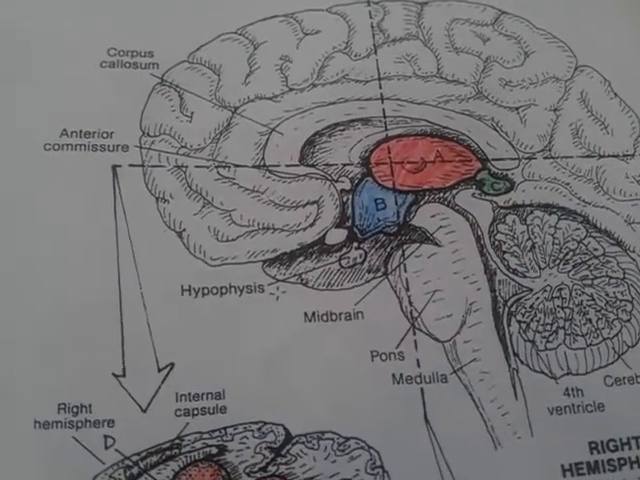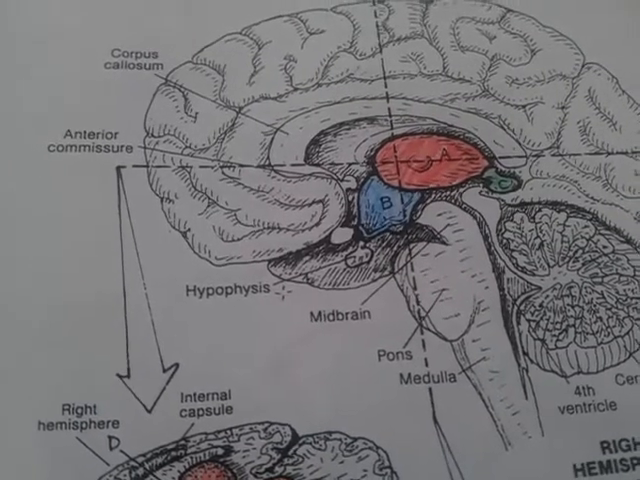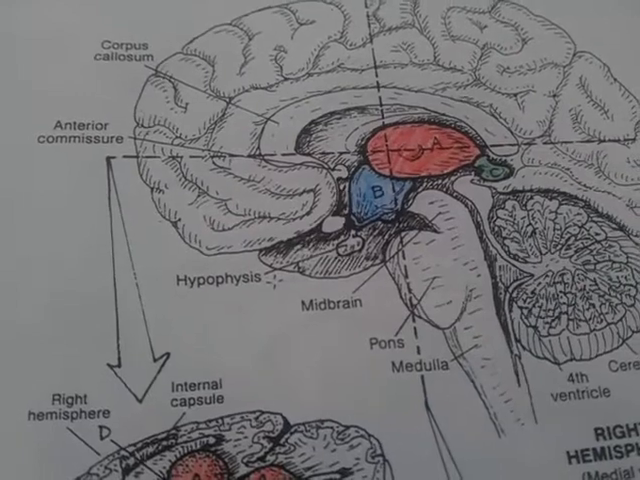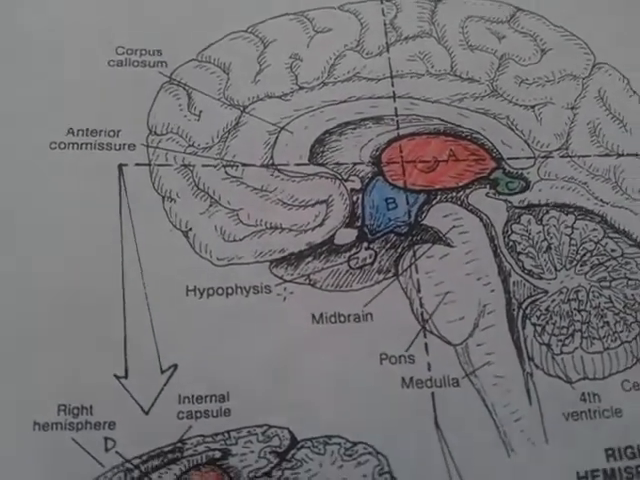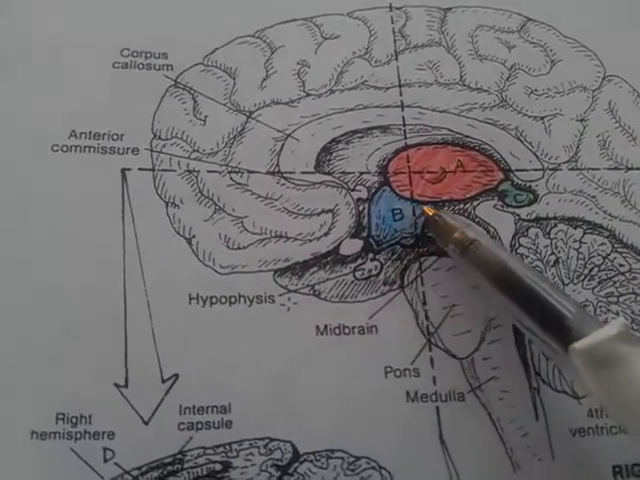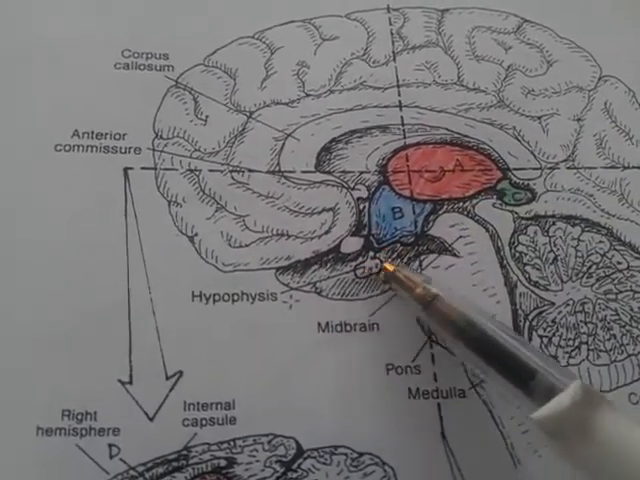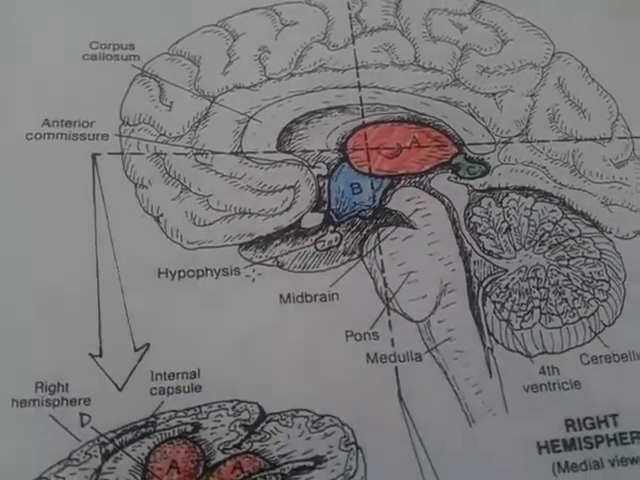Question 113: Diencephalon, the hypothalamus, hypophysial tracts, hypophysis, hypophysial portal blood circulation. Here you see in blue the hypothalamus beneath the thalamus. And this is the hypophysis, also called pituitary gland.